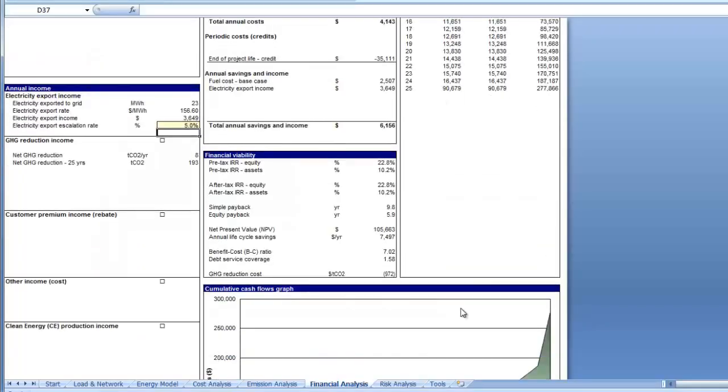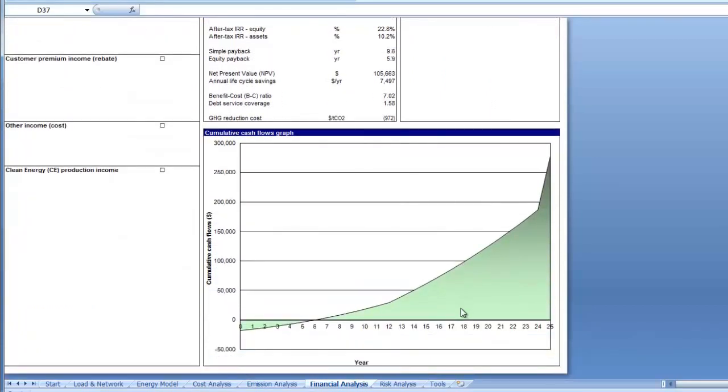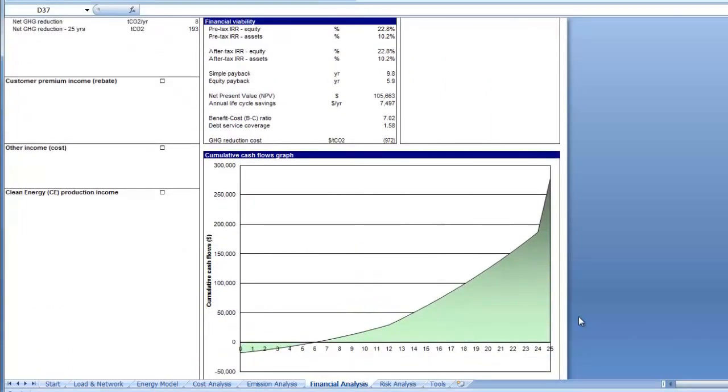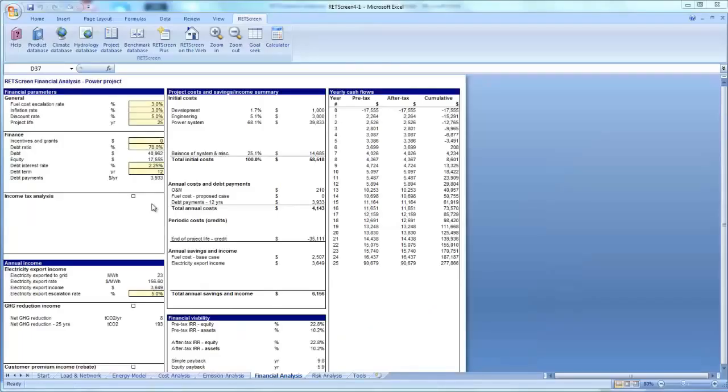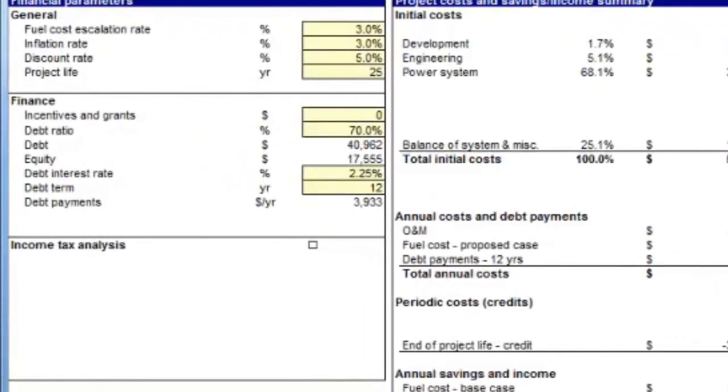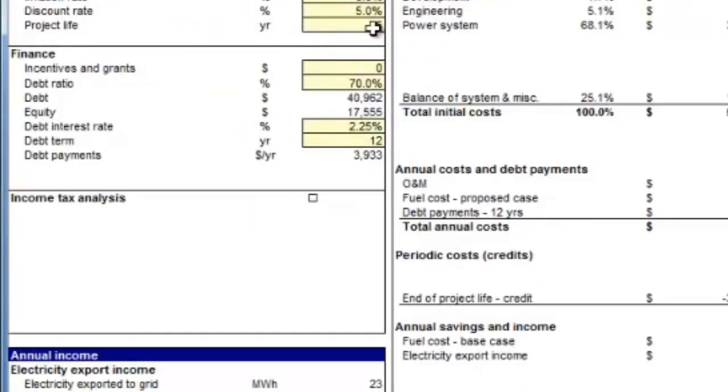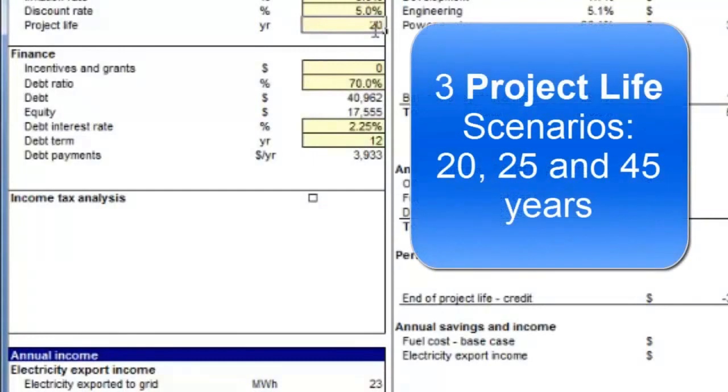Let's now look at the impact of varying the life cycle using the same financial parameters. A project more than 25 years would require higher warranty or insurance costs for the inverters. We will assume that the inverters would be replaced at year 25 and will be under warranty for the next 20 years. So we will consider a 45-year project life in the third scenario.